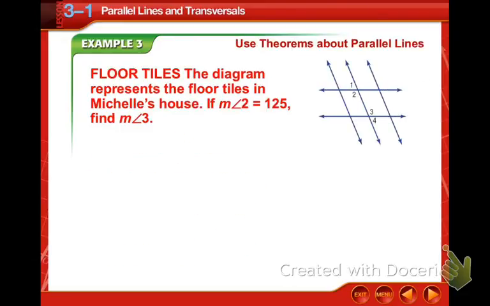Floor tiles. So hopefully floor tiles are all universal, so parallel throughout this whole thing. Probably not going to be perfect every time, but you know, it's supposed to be parallel. So that means that if angle 2 is 125, angle 3 is an alternate interior angle to it. So that means that the measurement of angle 3 should also be 125.